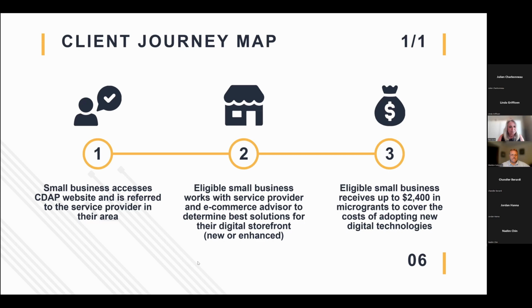And then from there, the business will go and acquire those new technologies or hire someone to improve the website or develop a website. And from there, the business will submit the invoice to the intermediary, and will get the grant up to $2,400 to cover the cost of adopting those new digital technologies.